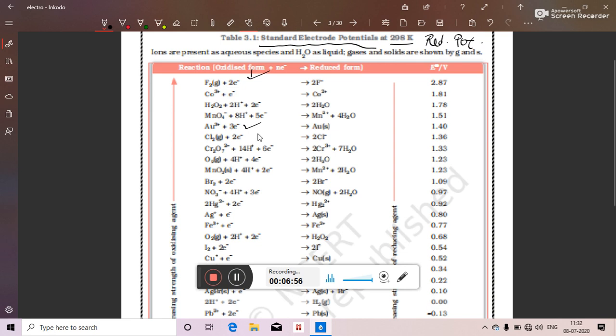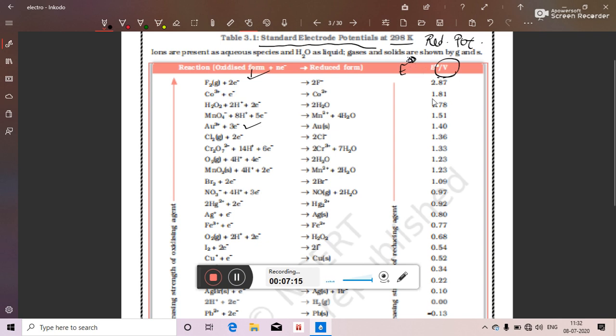That means all these reactions are reduction reactions, so the corresponding potential values are reduction potentials. So they are also known as electrode potentials. And as they are in standard conditions, that's why we write E naught. And the unit of reduction potential is volt.